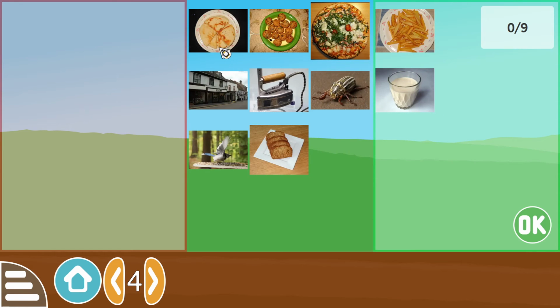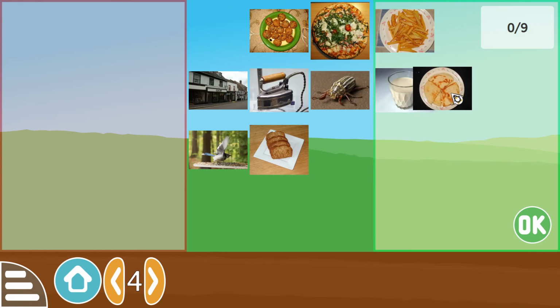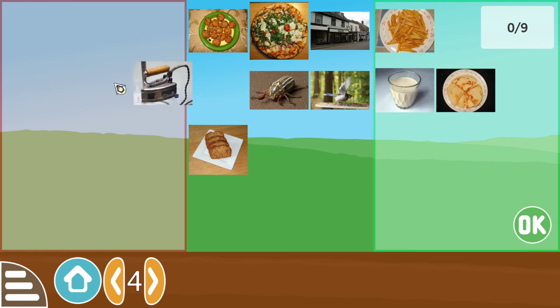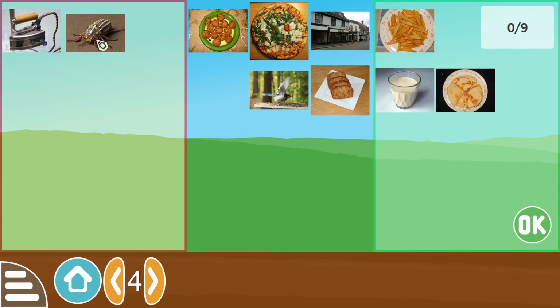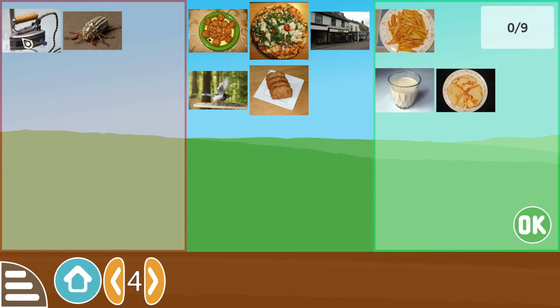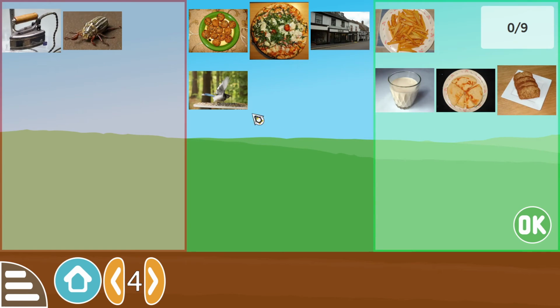Got a glass of milk. What might be pancakes or naan bread? An iron is definitely not food. Neither is a beetle. Though I have heard of people, when they've been traveling in other circumstances, try and use an iron to cook as they get very hot and they can heat up the food. But it's not recommended at all.